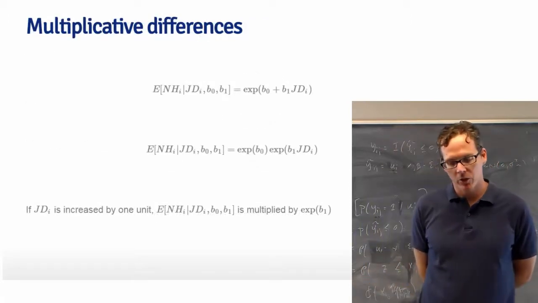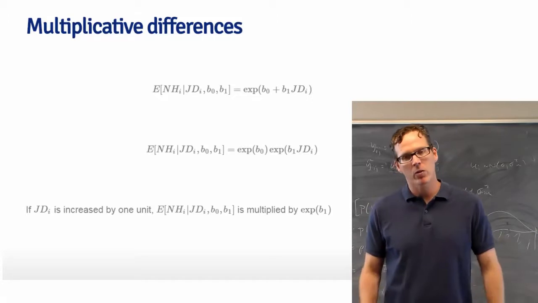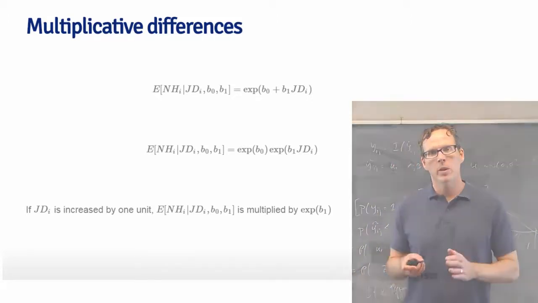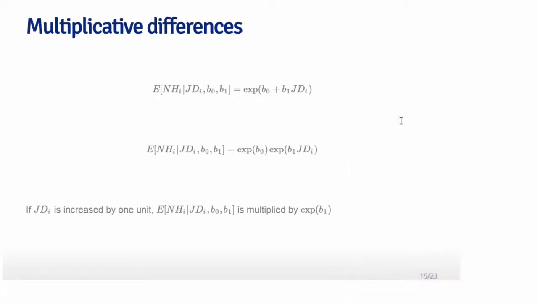Okay, so let's just remind ourselves that the differences that we're looking at are now multiplicative when we transform them back to the natural scale. So if we look at our model, the expected value of the outcome is e to the beta naught plus beta 1 times the Julian date. Well, by the properties of expected value, we can factor out beta naught and beta 1 times the Julian date.